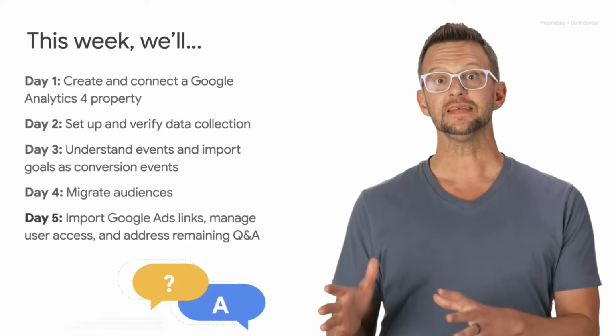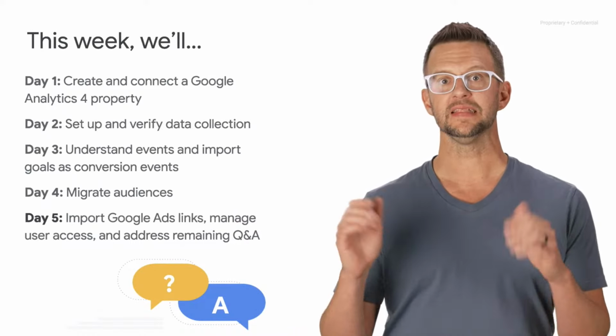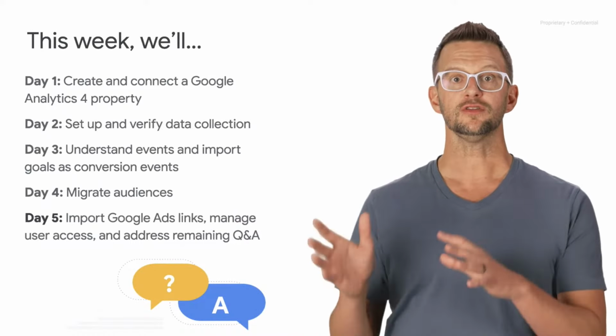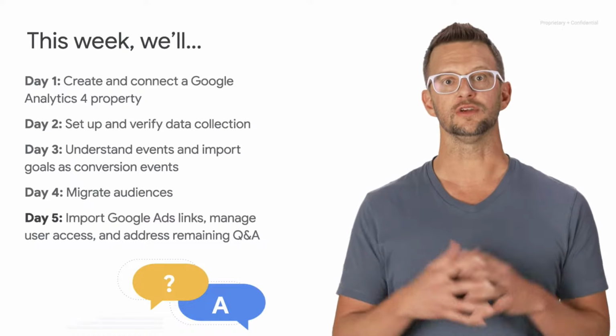Hello and welcome. I'm Matt Landers, and today is day 5, the final day of a week-long series for migrating from Universal Analytics to Google Analytics 4. Today, we'll wrap up the basic setup checklist and setup assistant, including ads linking and user roles. If you missed days 1 through 4, they'll be linked in the description below. So you can start there if you need more background or earlier steps.